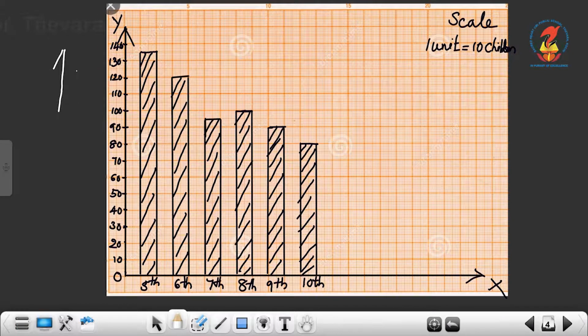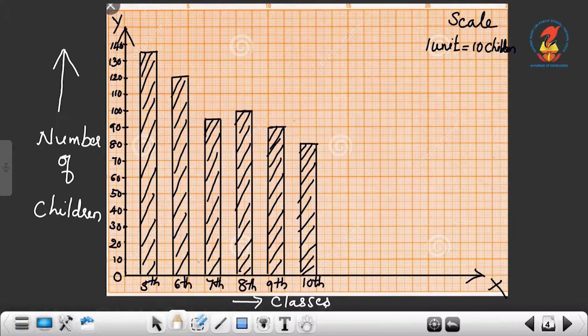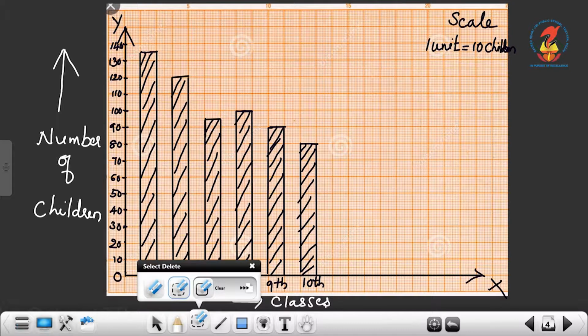Here you can write the number of children. Number of children. So in the graph paper, on this side you can write number of children, and here we have the classes. Okay, or classes in this direction. Okay, this direction, what is given there? Classes. And the scale is also given.